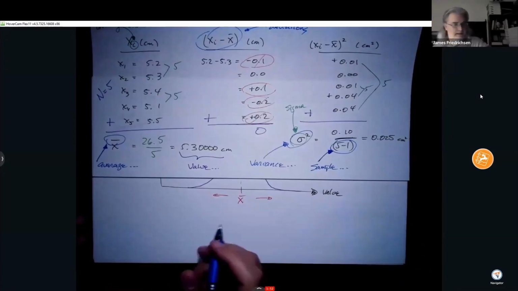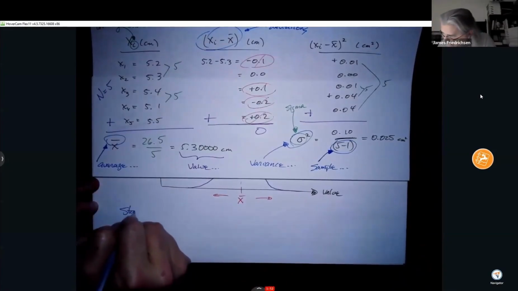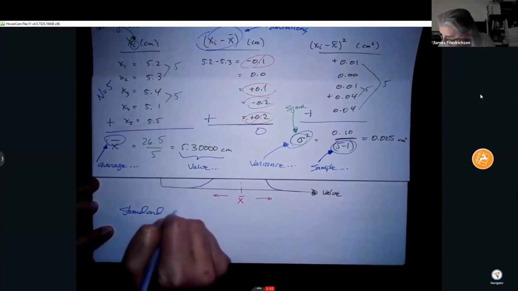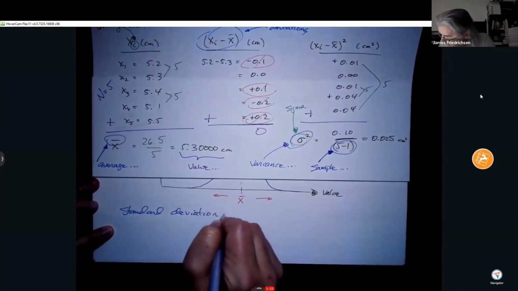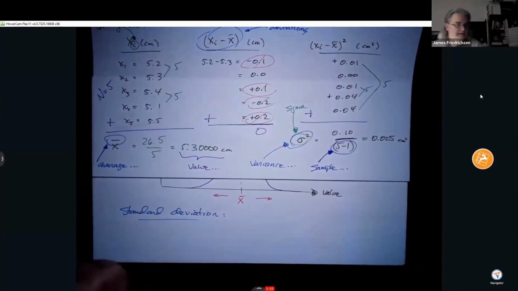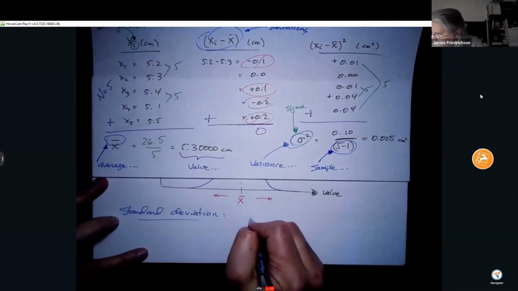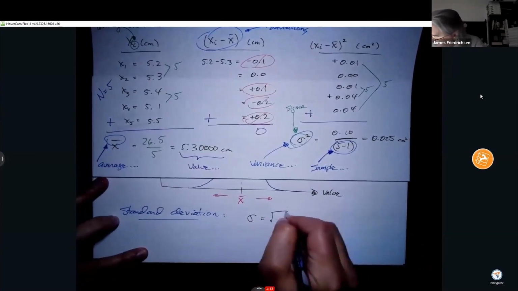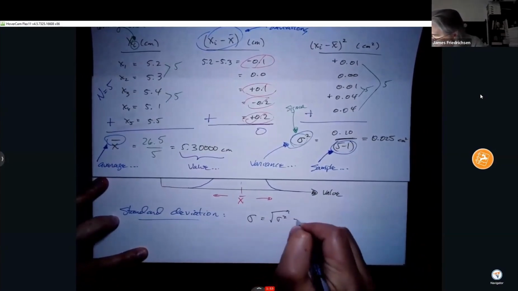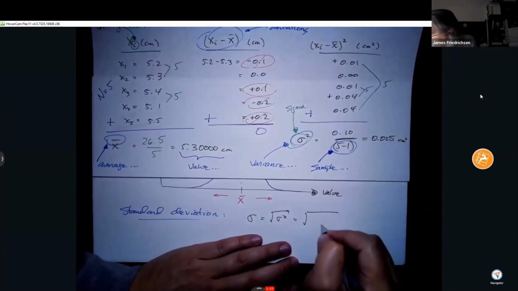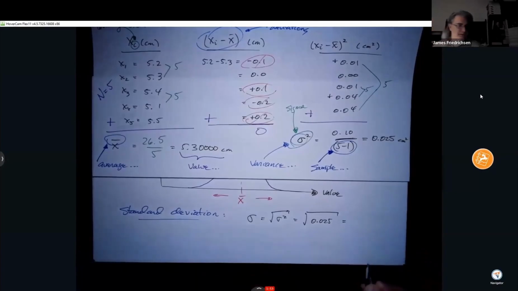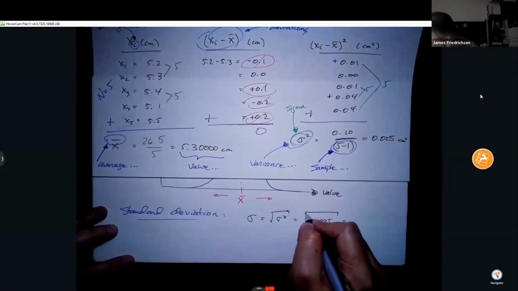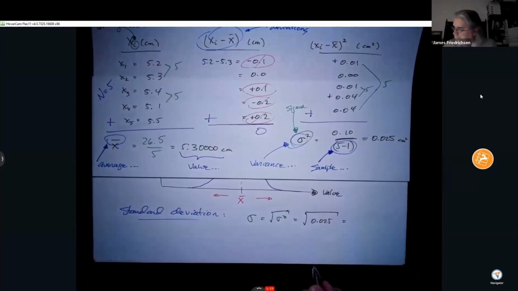So now we're going to head to the standard deviation. And so our standard deviation is sigma, which is the square root of the variance, sigma squared. So that's the square root of 0.025. And this one, I'm not going to know, so I'm going to need help on this one. So what's our value?